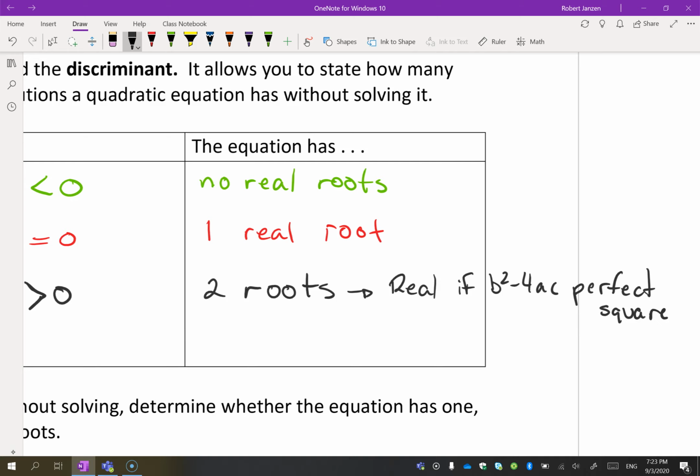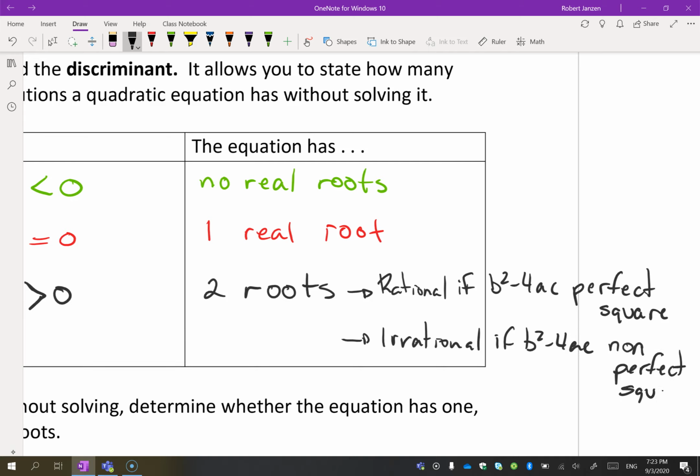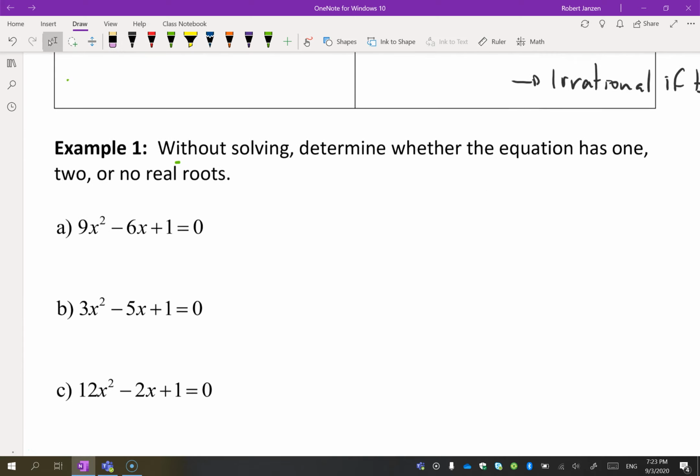Actually, it's more than real. It'll be rational. And the root will be irrational if b squared minus 4ac is not a perfect square, a non-perfect square. Okay, so let's try a couple and see what's going on here.